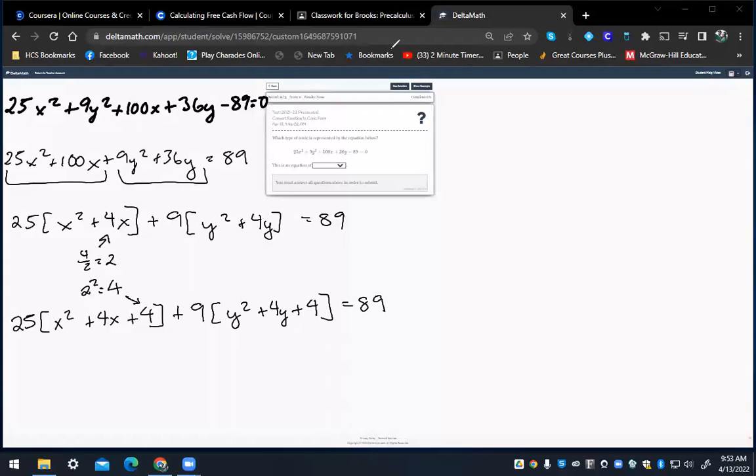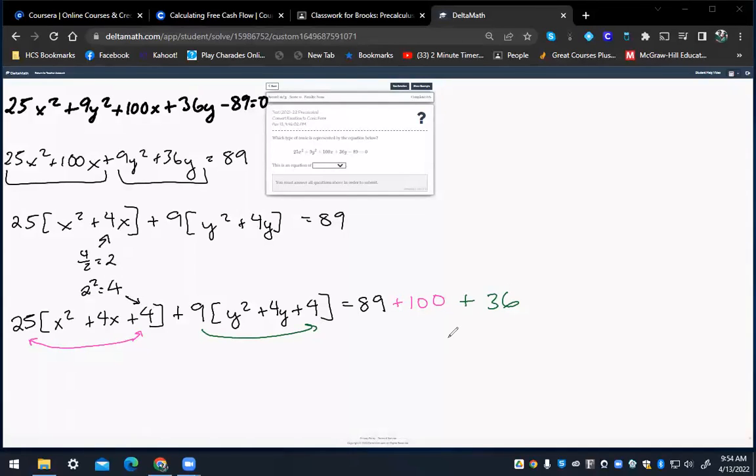However, what we have to note is that when I added this 4, I need to do the same thing on both sides, correct? Whatever you do to one side, you have to do to the other. But this 4 is not actually a 4. This 4 is really 25 times 4. So I need to add 100 to the other side. Remember, this 4 is inside the parentheses, so it's really 4 times whatever's outside. Same thing for the other one. We need to add 36.